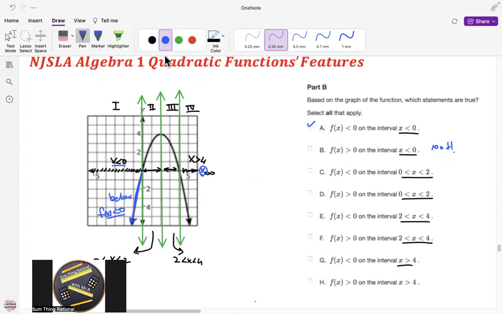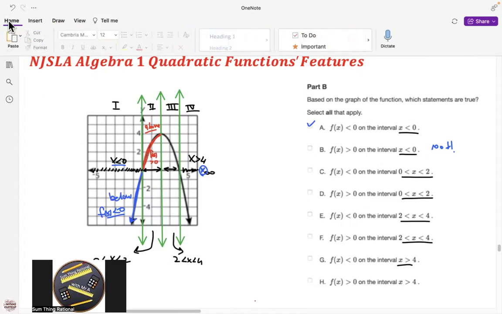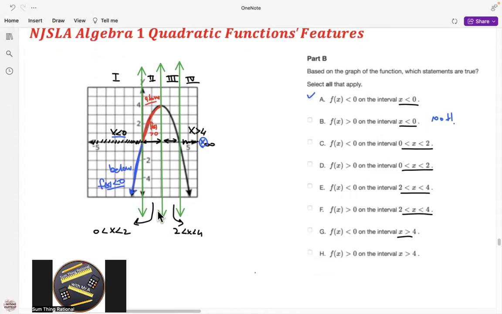Second region. Let me use a different color. Your part of the graph is this one, yeah? What do you think? Is this graph above the x-axis or below? Definitely above the x-axis. So when it is above the x-axis, in this region, f of x is bigger than 0. So between 0 and 2, f of x is bigger than 0. Where? This one, okay? Not this one.